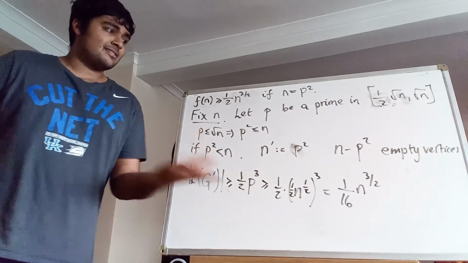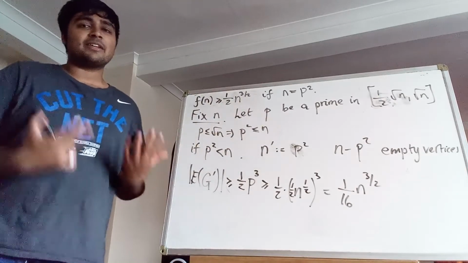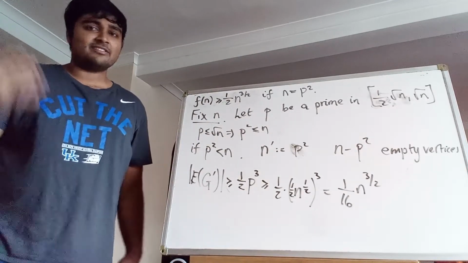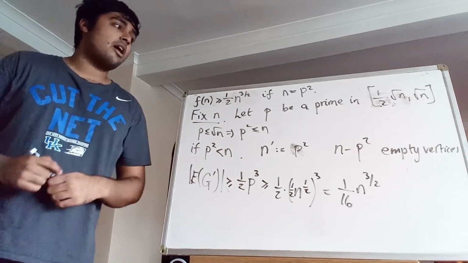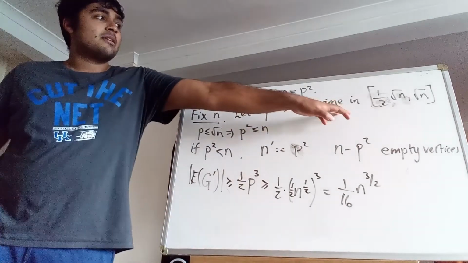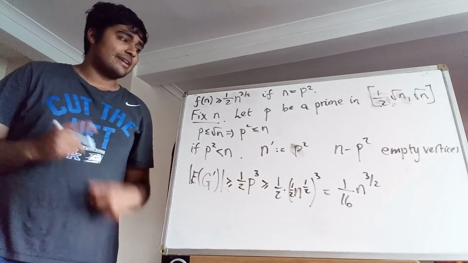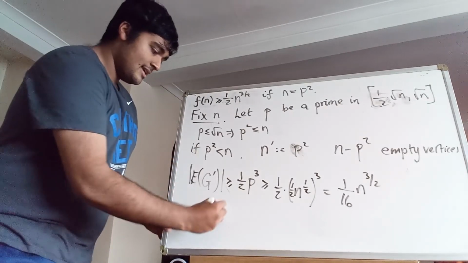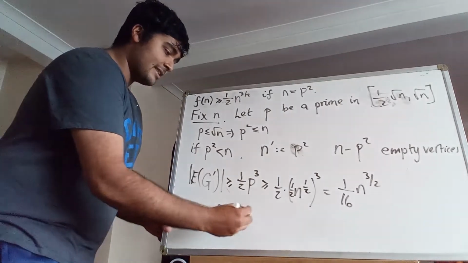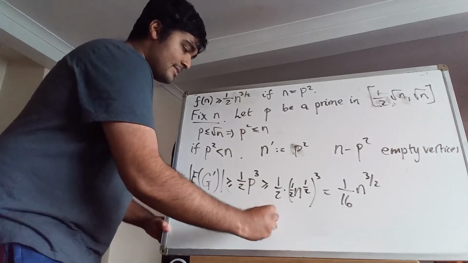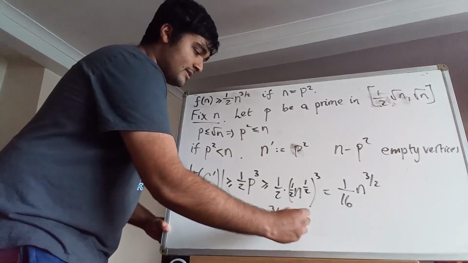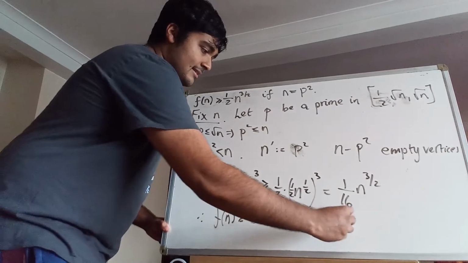And that is still fine for us. It's some small constant times n to the 3 over 2. And this holds for arbitrary n because of this nice Bertrand's postulate, which tells us that there's always a prime between x and 2x. So this tells us f of n is bigger than or equal to c times n to the 3 over 2, for c equals a 16th.